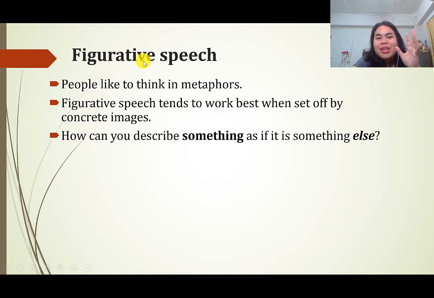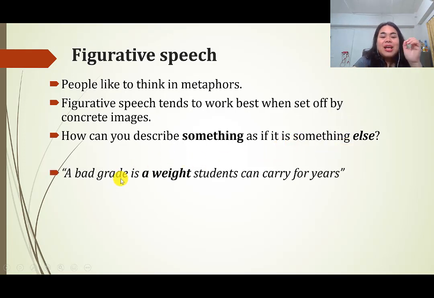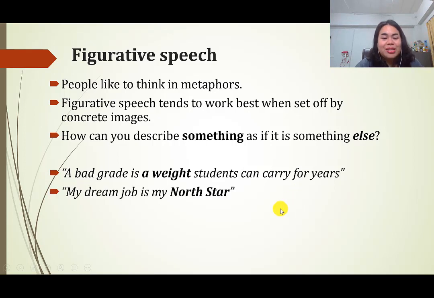And the way you use figurative speech is to describe something as if, not literally, it is something else. For example, a bad grade is a weight students can carry for years. Of course, you can't carry the actual marks, the actual grades, but it's a comparison that a bad grade is like a heavy object that you have to carry on your shoulders. That's the weight. Or, my dream job is my North Star. So as you study, you might complain a lot. You want to give up many times.